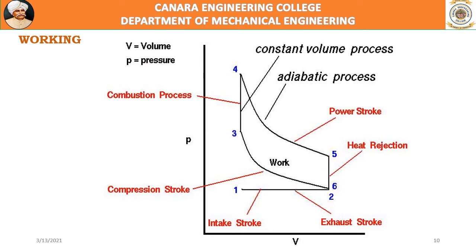So here this is the air standard cycle. This diagram represents the pressure versus volume chart during the cycle. This cycle is called the Otto cycle. All petrol engines work on the Otto cycle. It consists of different thermodynamic processes, and this is one complete cycle.